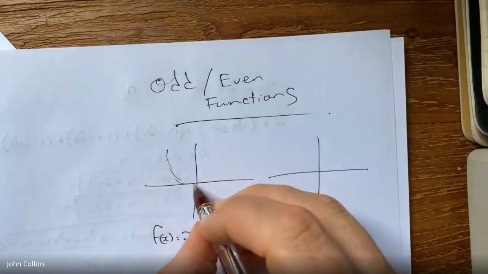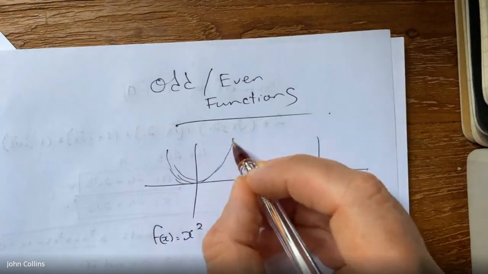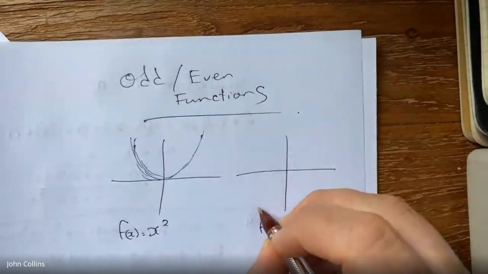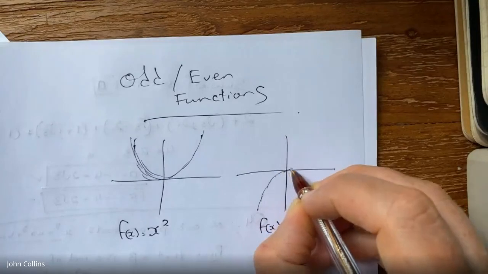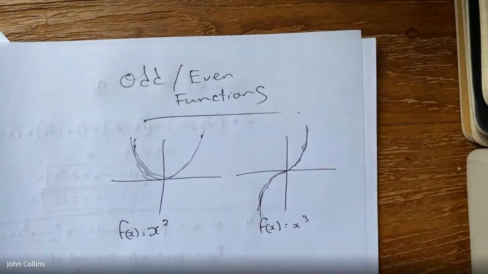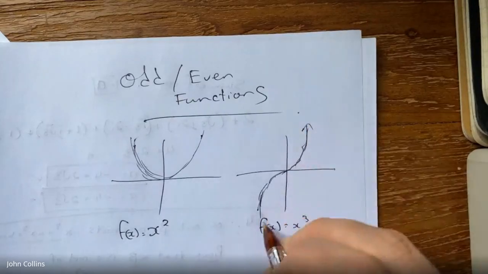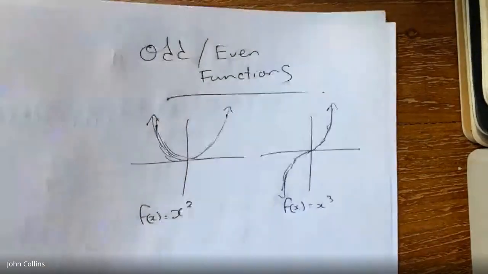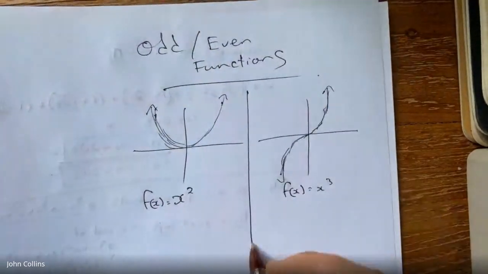x squared is this nice little u shape, and x cubed, the parent function, looks something like this. It will flip here and go on off like that. So it tends to infinity in both these directions. Cool. This one, infinity, infinity. All right, so what can I say about x squared?